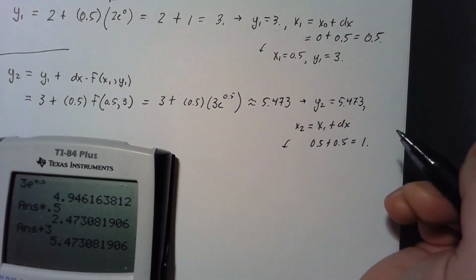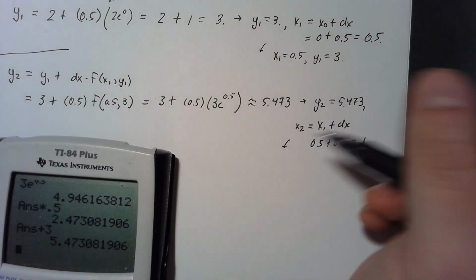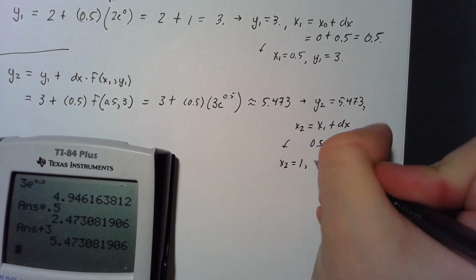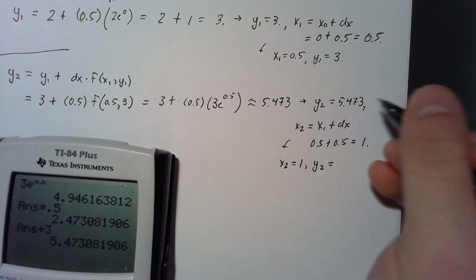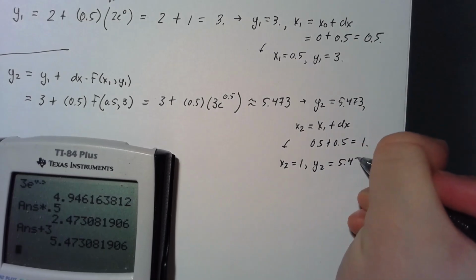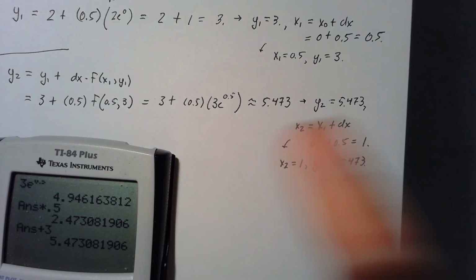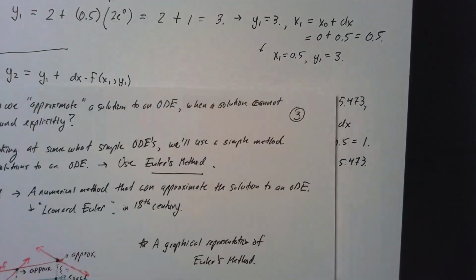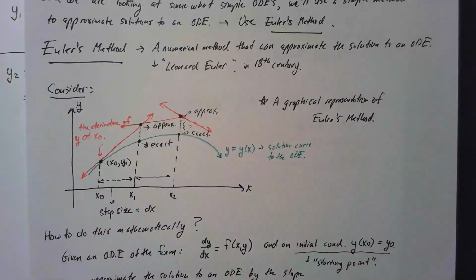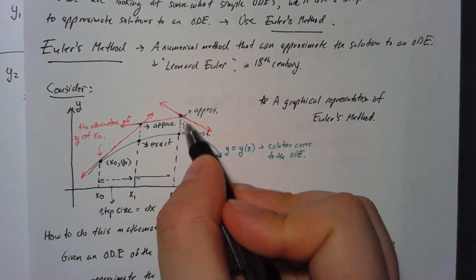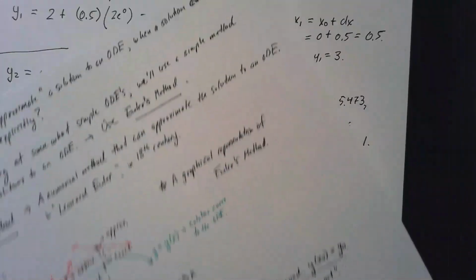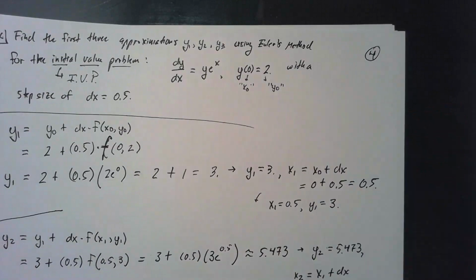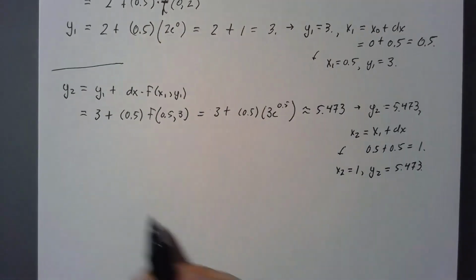So to summarize this, now I'm at the next iteration, so x of 2 is 1, and now y sub 2 we just found to be what, 5.473. So that's the next ordered pair in my process, right? So we started here, we did 1, and now that's this one, and then we're going to do it one more time because the instructions say we want to get 3, right? So do it one more time.